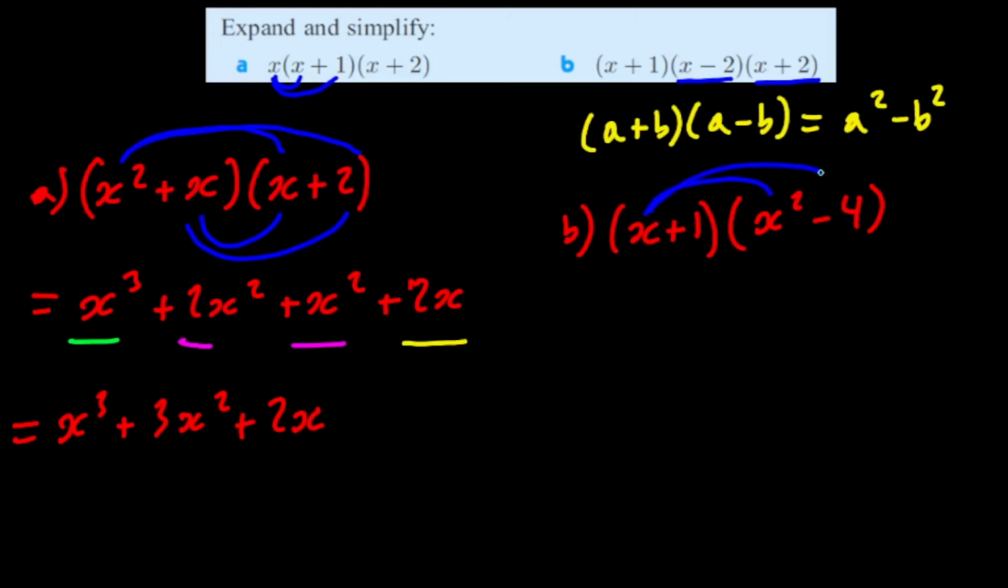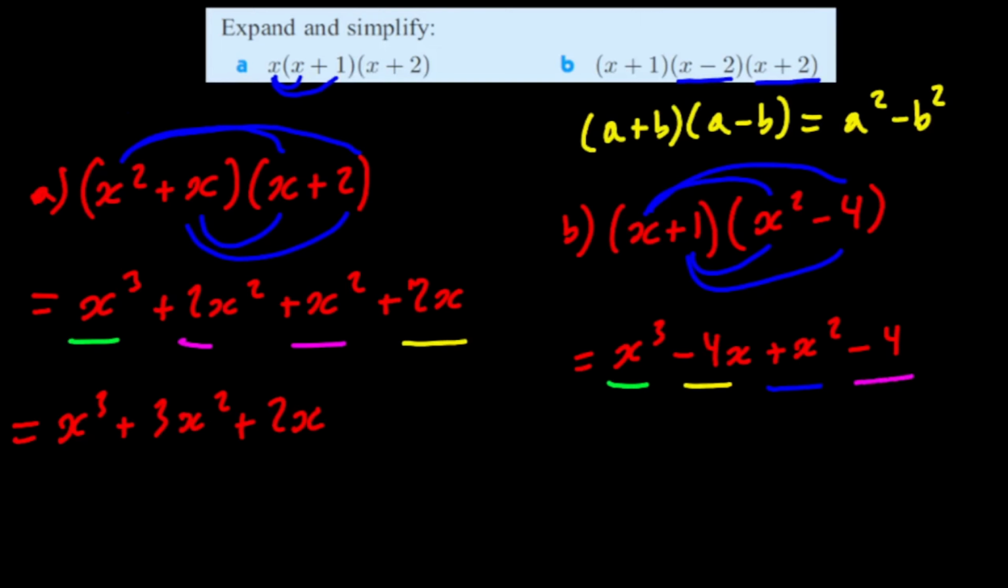x times x² and then x times negative 4, then 1 times x² and then 1 times negative 4, giving us x times x², which is x³, x times negative 4, which is negative 4x, 1 times x², which is plus x², and 1 times negative 4, which is negative 4. So now we can search for the like terms. We have 1x³, we have minus 4x and plus x², and finally minus 4. So there are no like terms. Therefore, we can leave it as it is.